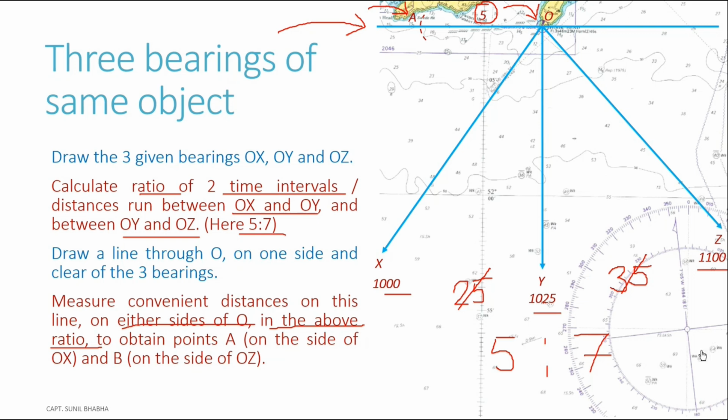Now let's do the same thing on the other side, on the side of the third bearing. So I keep my compass on object O, open it up equal to 7 nautical miles, and make an arc cutting this line. This arc cuts the line at point B. So I have point A and point B marked on the line which I drew passing from the lighthouse.